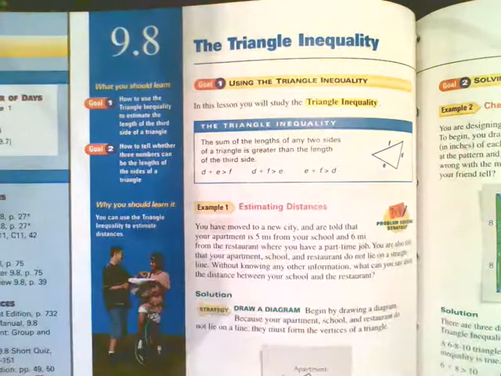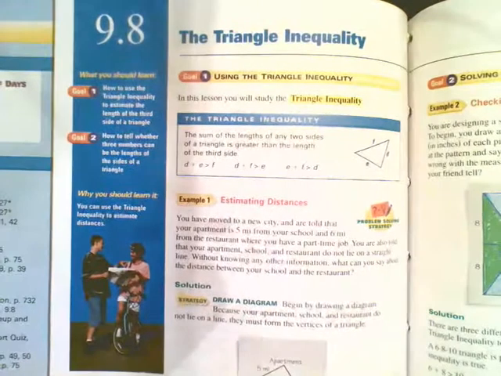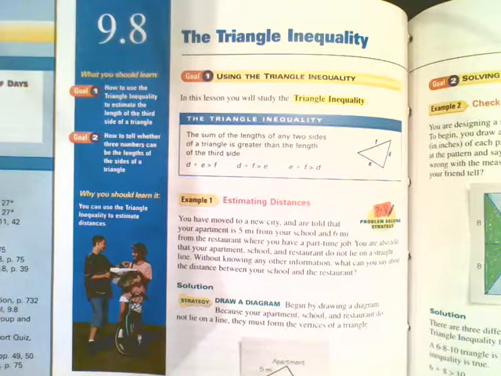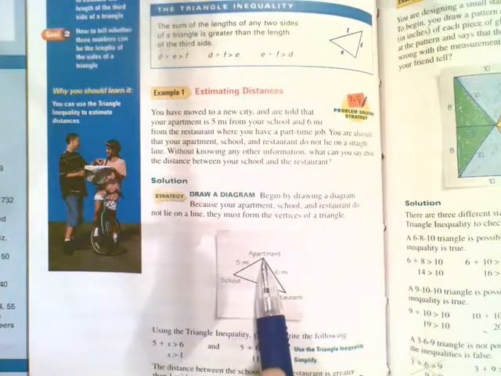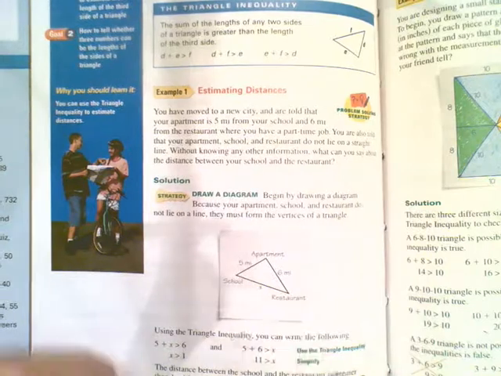So check this out. I'm not going to read all of this, I'm just going to go quickly through it, but here's your apartment, here's the school, here's the restaurant. Oh, sorry, you can't see all that, can you? Apartment, school, restaurant. You live 5 miles from school. So here's where you are, 5 miles from school. You also live 6 miles from the restaurant. What are the possible lengths that the school could be away from the restaurant?